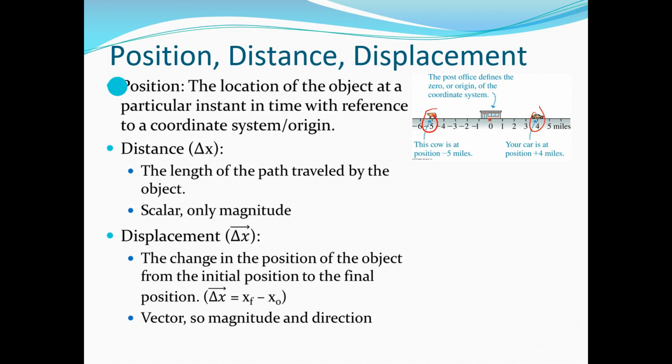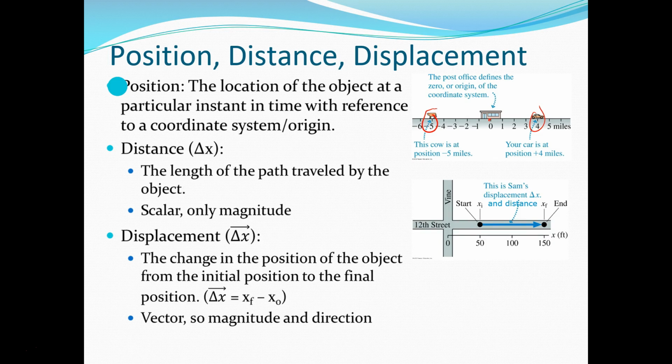Distance, on the other hand, is the length of the path traveled by an object. So this is going to be a scalar quantity. Our distance is how far we traveled. So we go from our start to our finish, and we travel a distance, delta x, of 100 meters. So distance is just the total length of the path that you traveled.